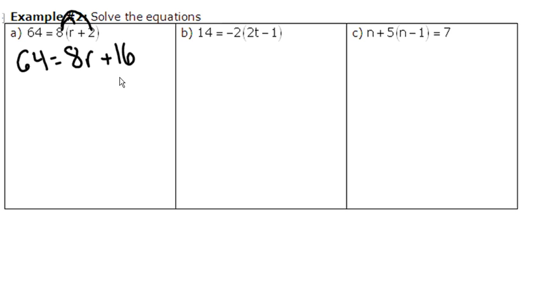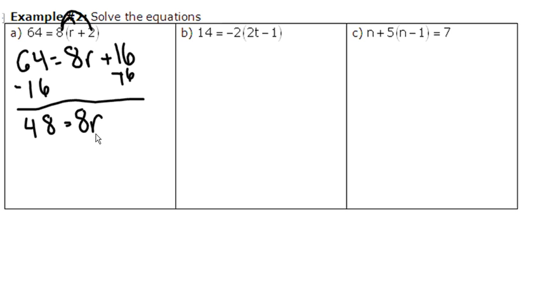My next step is to undo addition and subtraction. So I'm going to minus 16 from both sides. So 64 minus 16 is 48. So I have 48 equals 8r. Well, now since I have 8 times r, to get the r alone, I divide by 8. 48 divided by 8 is 6. So I have r equals 6. So that would be my answer.